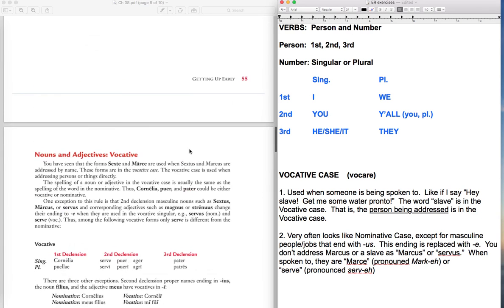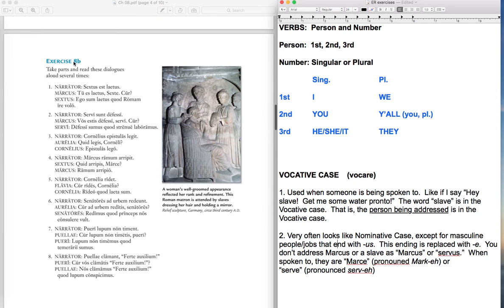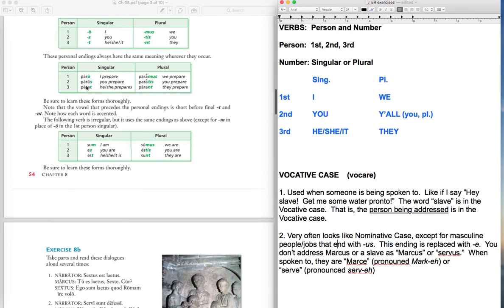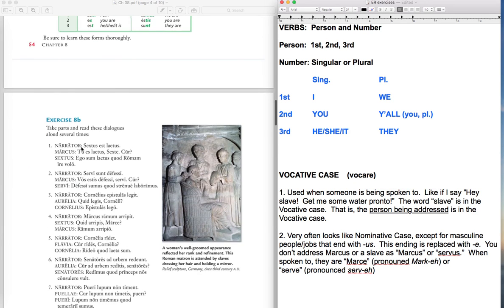But let me tell you, if you want to do yourself a little bit of a favor, I would look through 8B as a way to learn more and recognize person and number in verbs. So keep in mind, we got not only paro, paras, parat, a regular verb, but we got sum, es, est, sumus, estis, sunt. This is a critical chart that you really must memorize. And there's practice with it in 8B. Sextus est laetus. Sextus is happy. So the narrator says that Sextus is happy. And then Marcus says, "Tu es laetus, Sexte. Cur?" So here we got not only good vocative practice, Sextus is being spoken to here, so he's Sexte, not Sextus, but we also have practice with es, which is a verb here. You are happy, Sextus. Why?